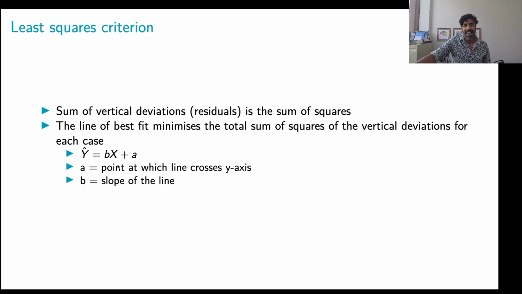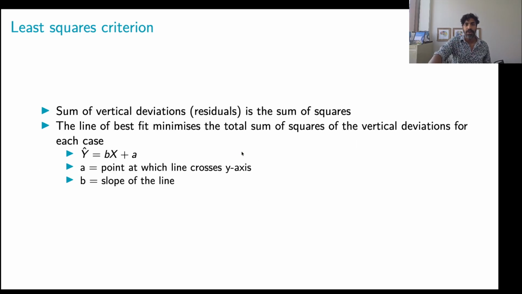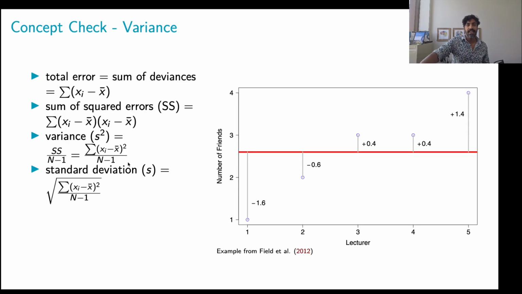This is where a is the point at which the line crosses the y-axis. So this is what a would be when x is equal to 0. So if x is equal to 0, y hat is equal to a. So a is the point at which it crosses the y-axis, and b is the slope of the line. So in this case, the slope is this line here, right? So there's no slope in this line, and this is where we have a, where it crosses the line.